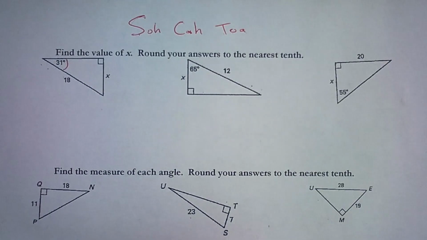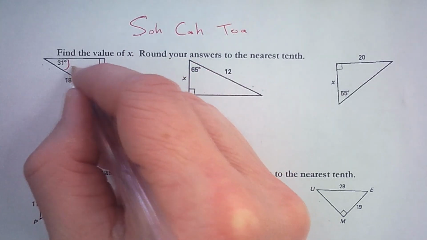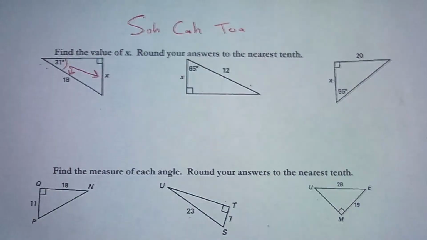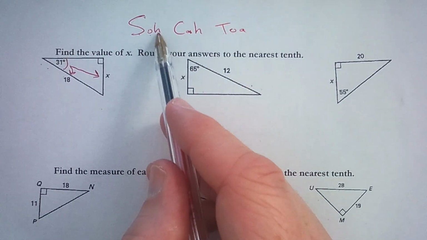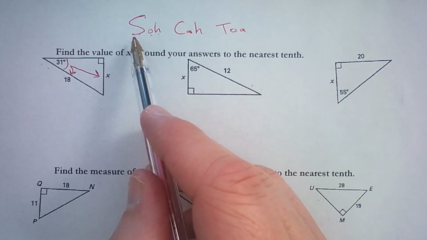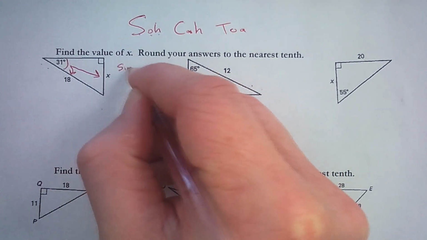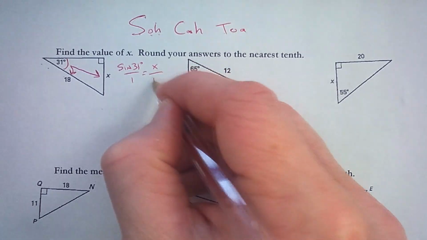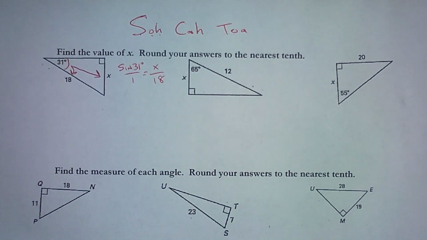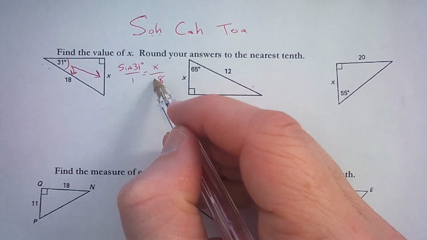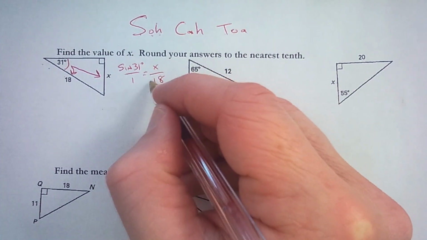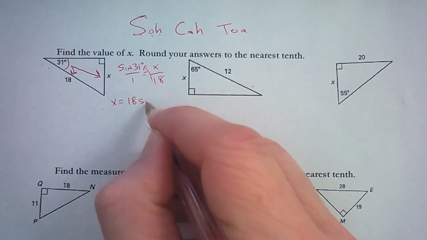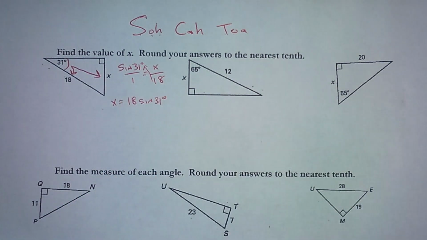So here's our angle for our first one. And over here is the opposite leg, and here is the hypotenuse. Opposite leg and hypotenuse is here under sine. So we're doing sine 31 degrees is to 1, as the opposite is to the hypotenuse. Now when we have a number here in the denominator, we just multiply it across. So we get x equals 18 sine 31 degrees.